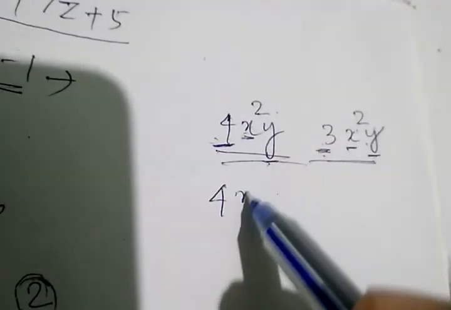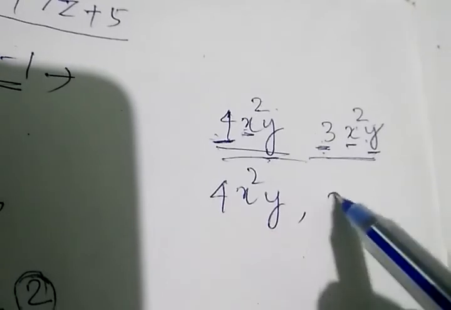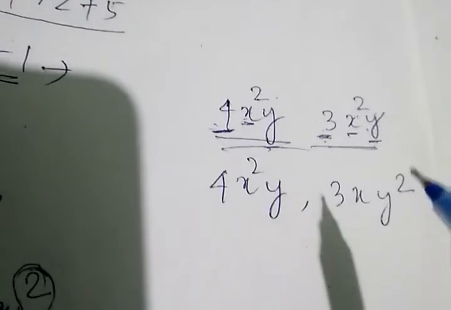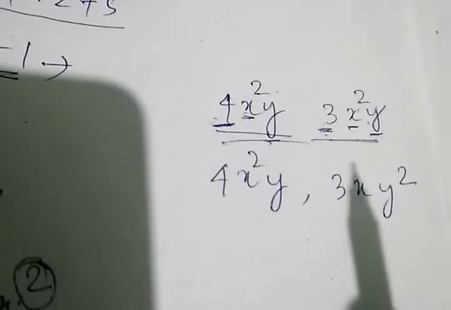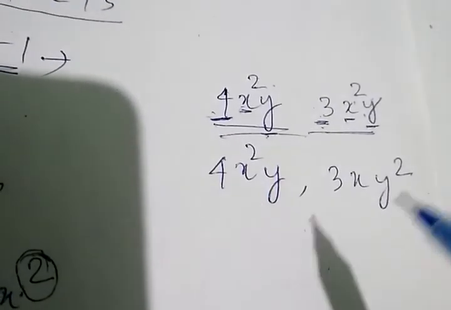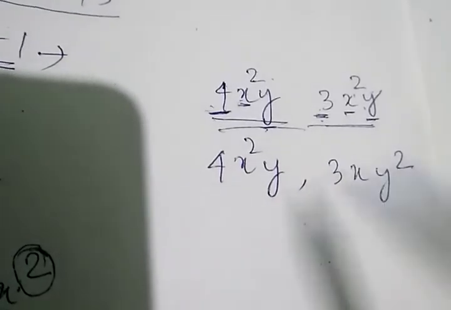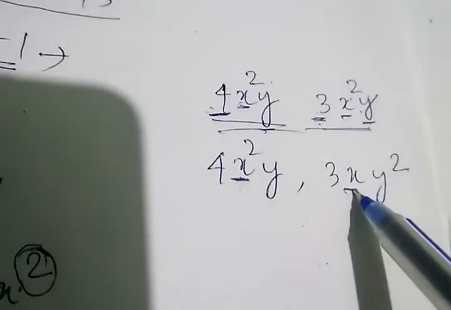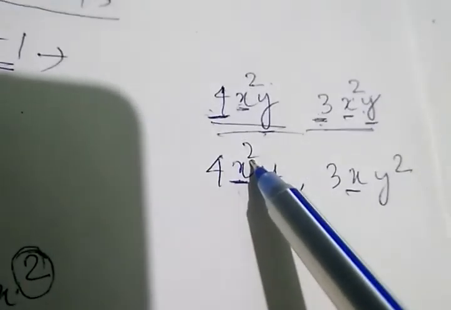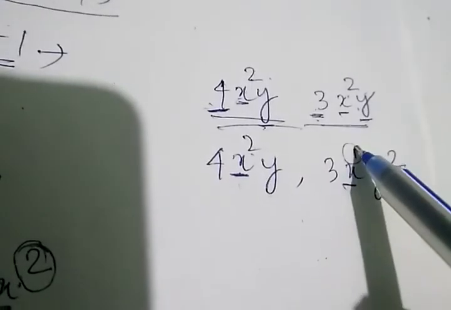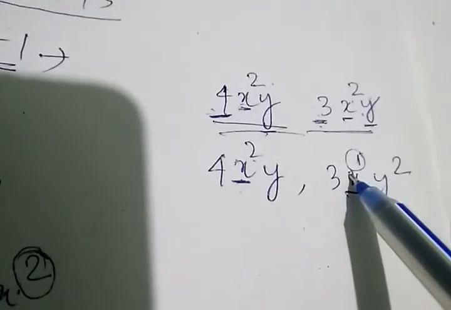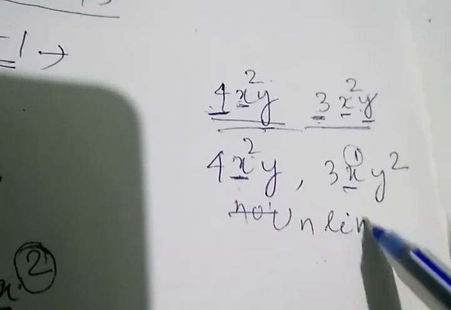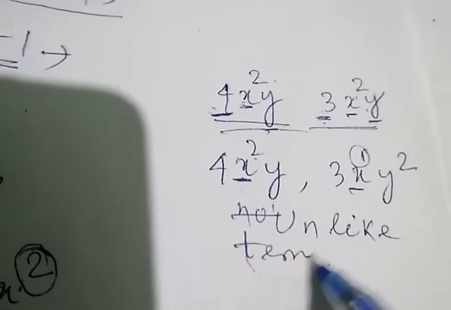If I take here 4x square y and here I take 3xy square, you just verify whether they are like terms or not. When you are going to verify like terms, first you choose the variable. Here variable x, clear, same variable, but what is the exponent? 2. And what is the exponent here? 1. So the exponent is not the same, so these are not like terms. This is called unlike terms.